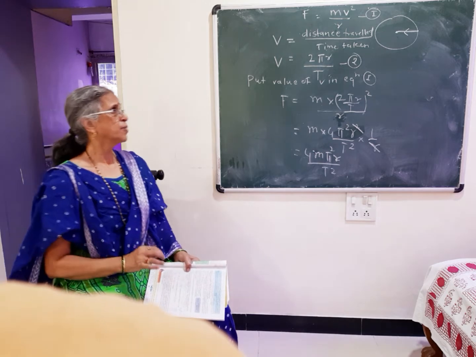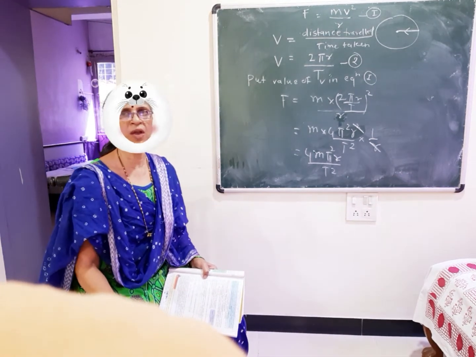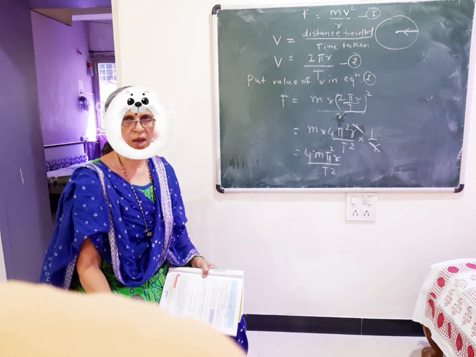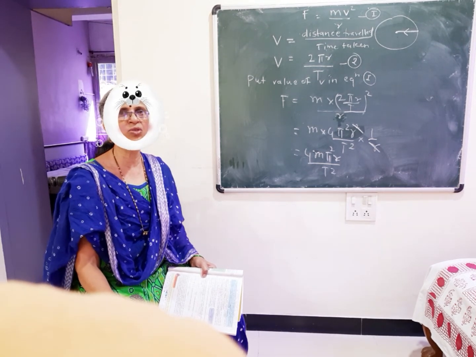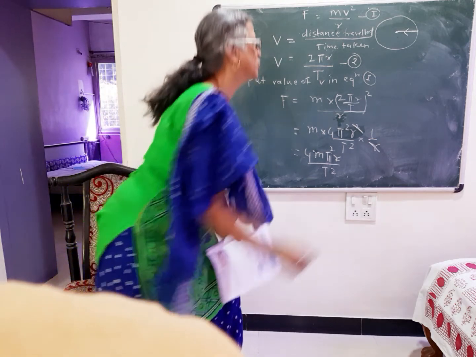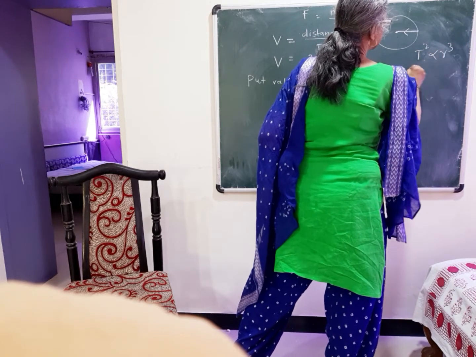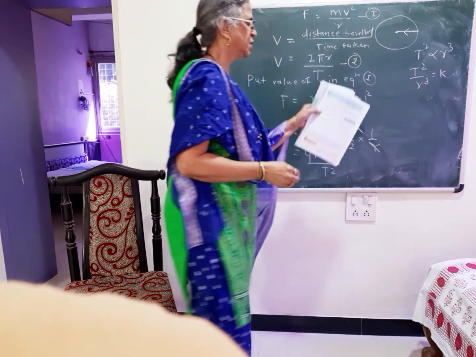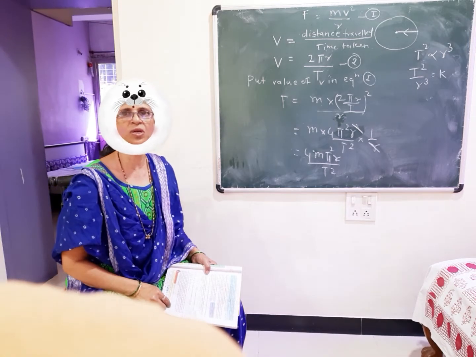Now here we are proving that gravitational force is inversely proportional to the square of distance. And by using what we are proving this? We are proving this using Kepler's third law, that is T square proportional to R cube, that we are going to use. That is T square upon R cube is equal to constant. Using this, we are going to prove force is inversely proportional to the distance square.